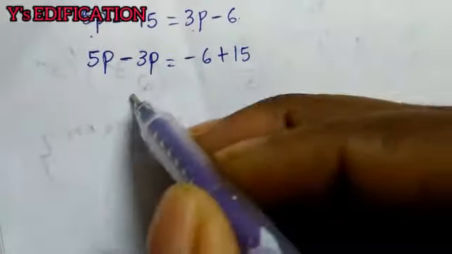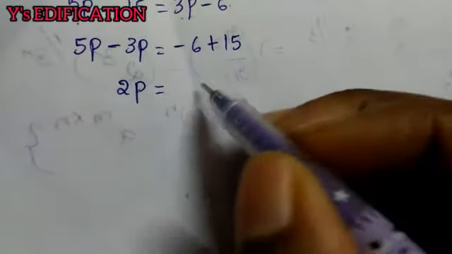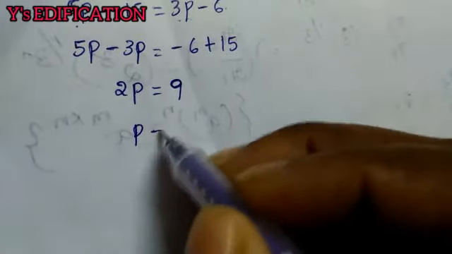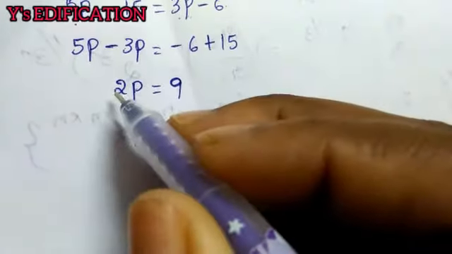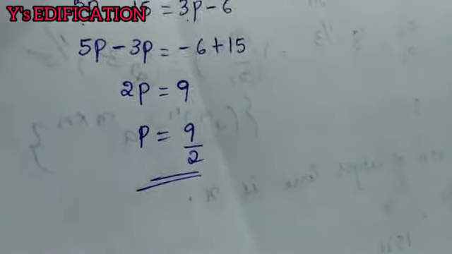Okay, so what is 5p minus 3p? 5p minus 3p is 2p. 2p is equal to 15 minus 6. 15 minus 6 is nothing but plus 9. Okay, we want the p value. Transpose this 2 to the RHS, it will become division. So the p value is 9 by 2.